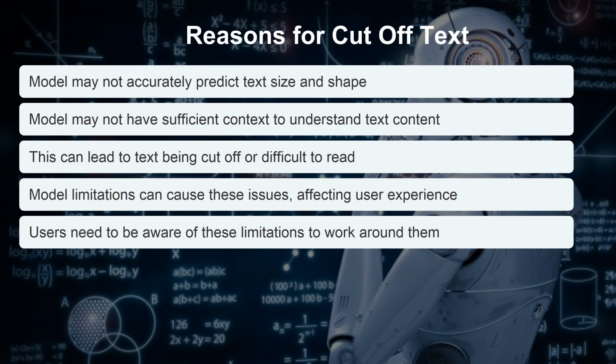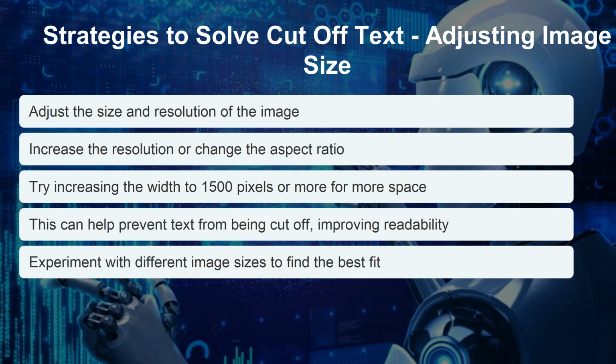By increasing the resolution or changing the aspect ratio of the image, you may be able to fit more text within the image. For example, if you are generating an image with a width of 1,000 pixels and a height of 500 pixels, you may want to try increasing the width to 1,500 pixels or more. This can give you more space to work with and help prevent text from being cut off.